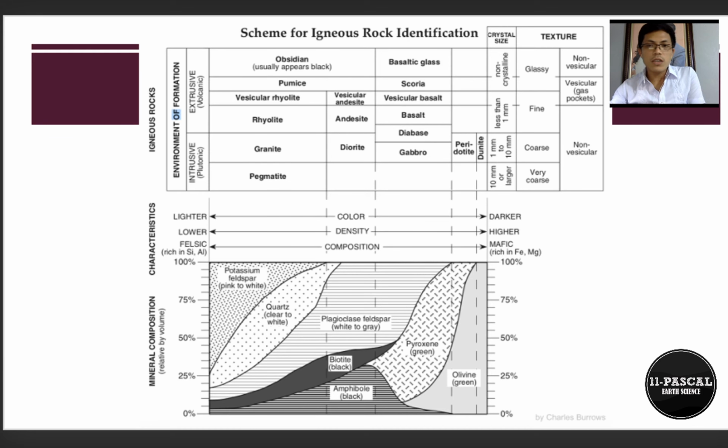If you look at the scheme for igneous rock identification, you will see the different textures. It can be glassy, fine, coarse, or very coarse. You can also differentiate it as vesicular, or with gas pockets, and non-vesicular. You can also differentiate it as intrusive or extrusive.